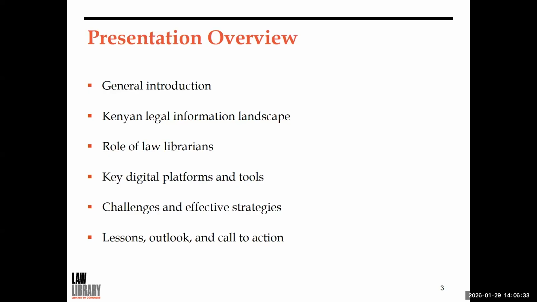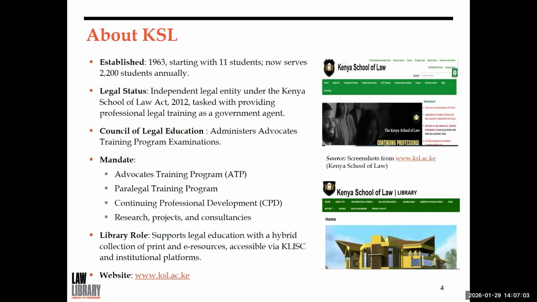Rural librarians are central to ensuring that this landscape remains accessible, reliable, and inclusive. So these are some of the areas that I look at: the roles of librarians, some of the key digital platforms and tools, and challenges and effective strategies. I'm also going to look at the lessons, outlook, and call to action. So those are some of the areas that my presentation will cover.